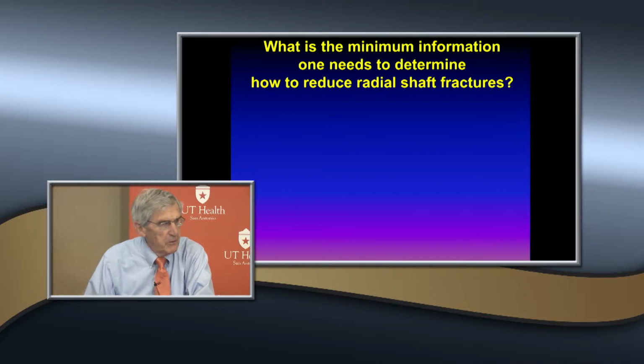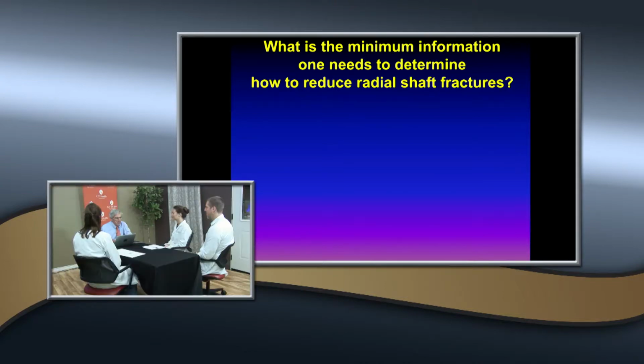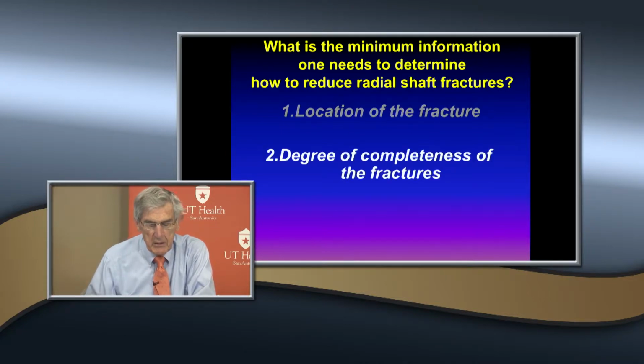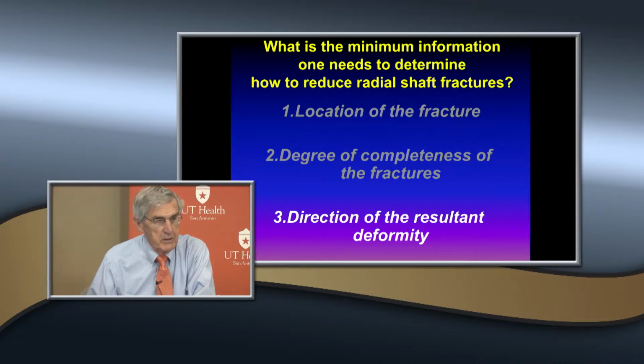So, if you're in the emergency room and you see a fracture of the radius and ulna shafts, and you're going to call your staff person, what's the minimum information that you need to provide that individual? The direction of the proximal and distal fragments. Yeah, the location of the fracture. Is it distal, middle, or proximal thirds? Secondly, the degree of completeness of the fracture. And thirdly, the direction, as you said, of the resultant deformity.